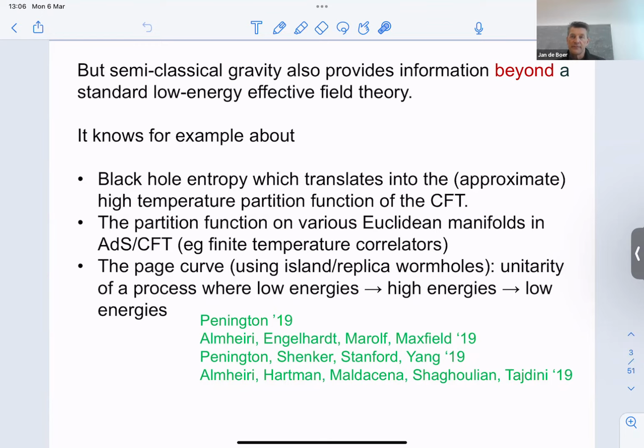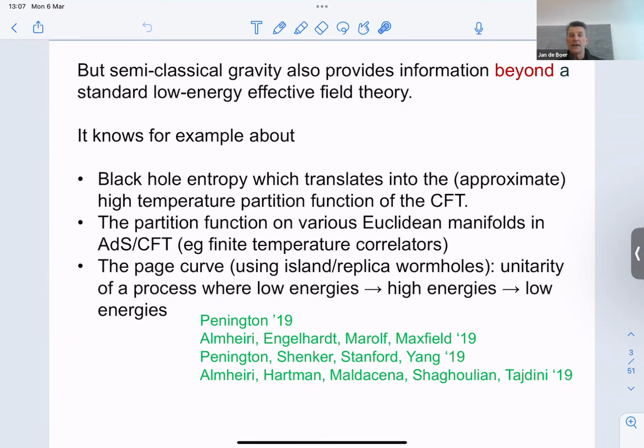You can also do all kinds of other computations in AdS/CFT that allow you to access regimes of the CFT which are well outside the validity of the low energy approximation to the CFT, using only the low energy approximation to the gravitational theory. For example, you can compute a partition function on various Euclidean manifolds that could involve small cycles, large cycles, etc. And you can compute those all typically reliably using semiclassical gravitational methods. You can look at correlation functions in the CFT at finite temperature, including high temperature correlation functions. And again, those are all reliably computable in AdS using semiclassical methods.